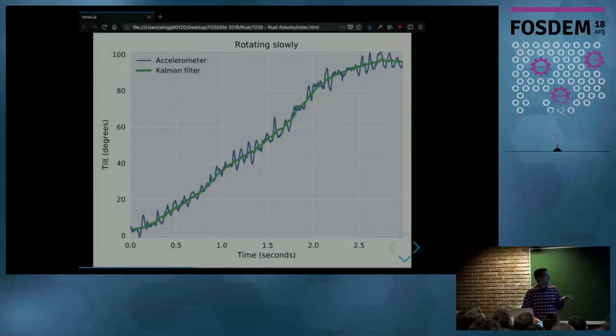Now we have another example where I move the sensor from a position of 0 degrees to 90. The blue line is the tilt angle from only the accelerometer, and the green line is the Kalman filter. As you can see, the Kalman filter has a smooth transition from 0 to 90, but the accelerometer has oscillations along the whole transition. That's why we're using the Kalman filter here.